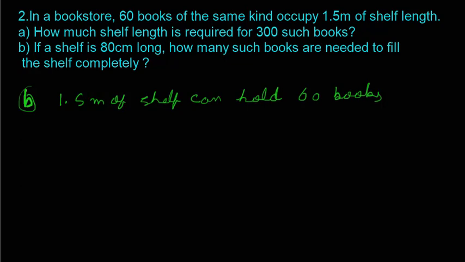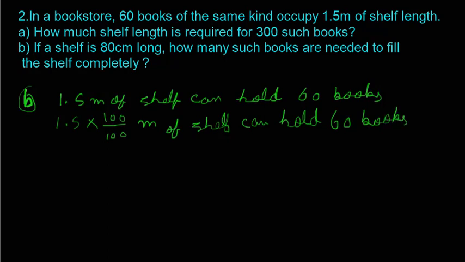Now if I want to convert it into centimeters, multiplying it by 100 will get me centimeters. So by multiplying 1.5 and 100 here and 1 over 100 here, which is equal to 1, I'm making no change to this one. So equal to this of shelf can hold 60 books. Now it's 1.5 into 100, and for this 1 over 100, for this meter I will write it as 1.5 into 100, and this can be written as centi.